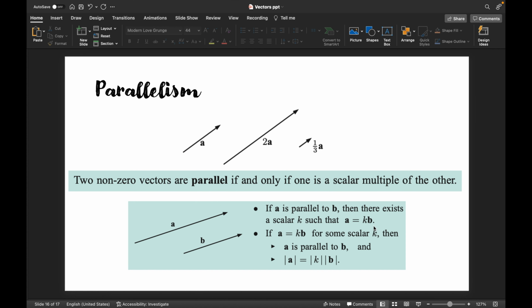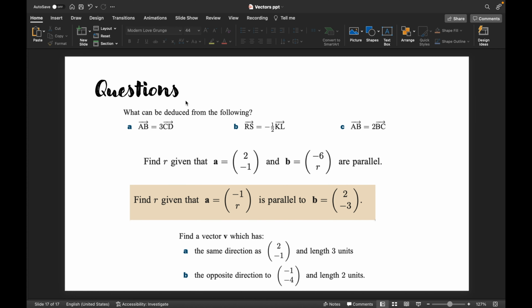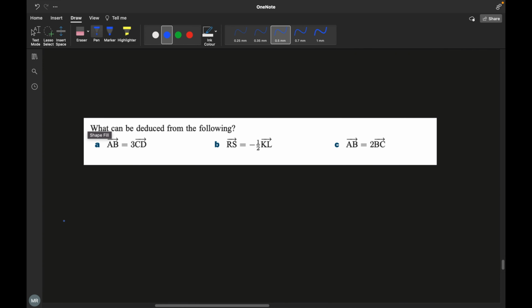It's time to do some questions. Let's look at the first one. What can be deduced from the following? We have A is 3 times the vector CD. Like we saw in the previous slide, this means that they are parallel vectors because A is essentially a product of a scalar value k and some other vector. And therefore, they are parallel vectors.